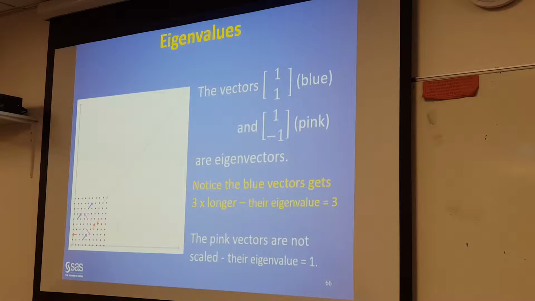So what happens to the blue vector? The blue vector changes length, doesn't it? It gets 3 times longer. Its eigenvalue is in fact 3. The pink vectors are not changing in their length, so their eigenvalue is 1. It's invariant.